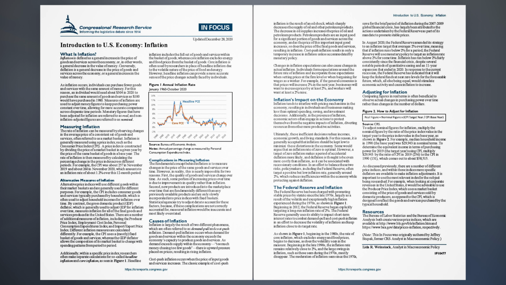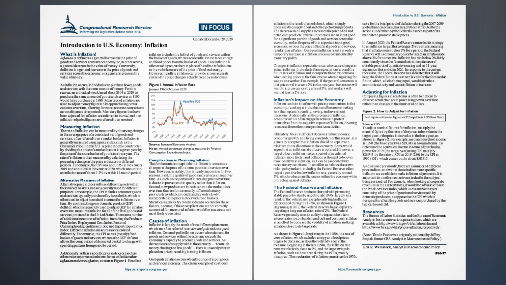Additionally, within a specific price index, researchers often make separate calculations for so-called headline inflation and core inflation, as seen in Figure 1. Headline inflation includes the full set of goods and services within the basket of goods, whereas core inflation excludes energy and food prices from the basket of goods.